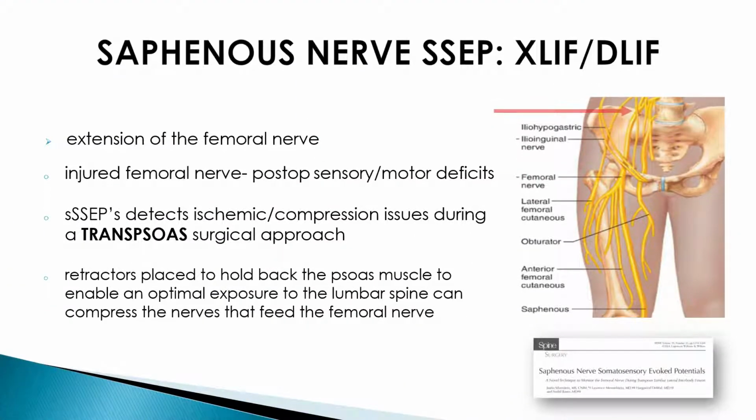The guidelines don't mention the saphenous nerve, so I thought I would mention it here because we're doing this more and more. An XLIF or a DLIF, extreme lateral interbody fusion or direct lateral interbody fusion, it's the same thing. The approach is where the patient is laying on their side. They make the incision and then they retract the psoas muscle. The saphenous nerve is an extension of the femoral nerve, and an injury to the femoral nerve can occur when they're retracting the psoas muscle. So we stimulate here at the saphenous nerve and we record this pathway through this plexus here and record saphenous nerve SSEPs to make sure those retractors aren't injuring that nerve.